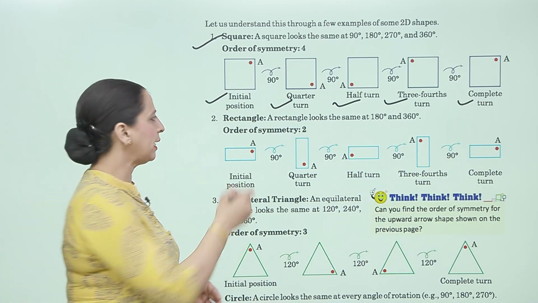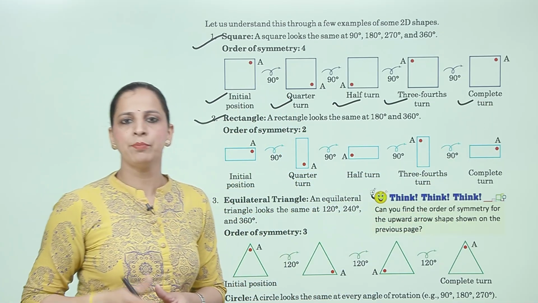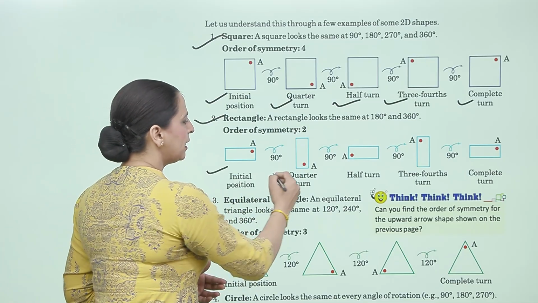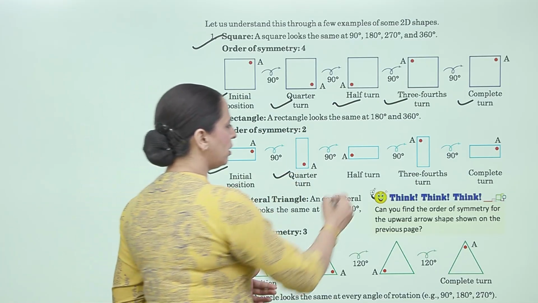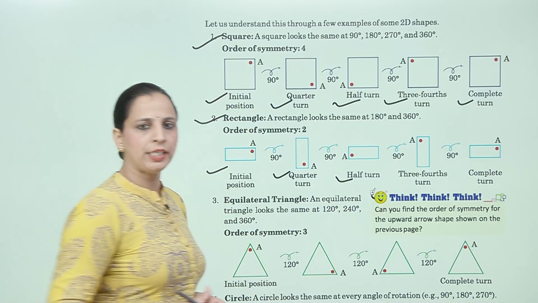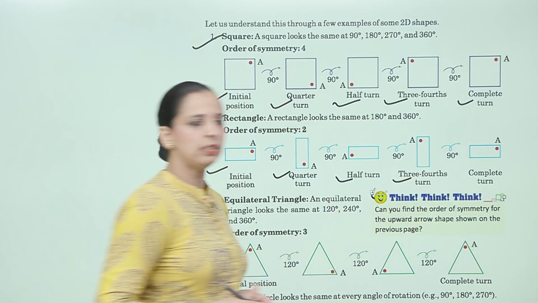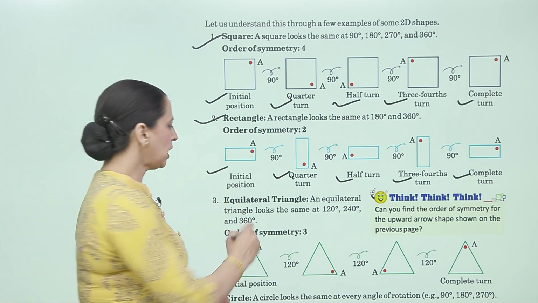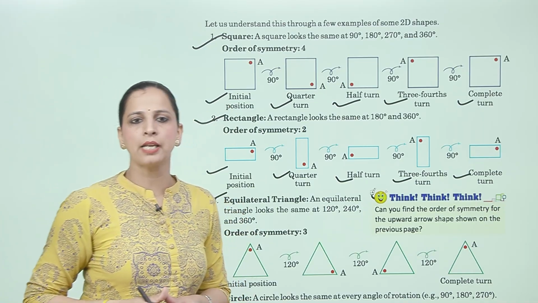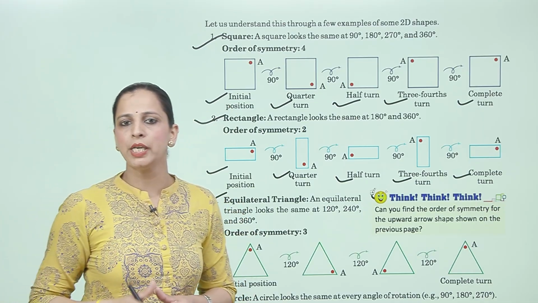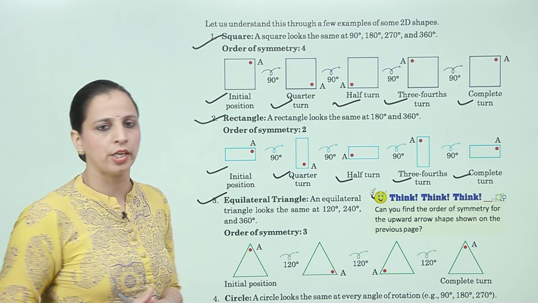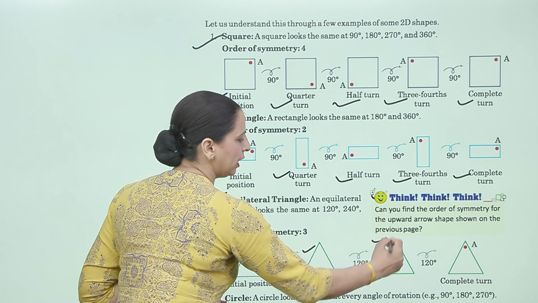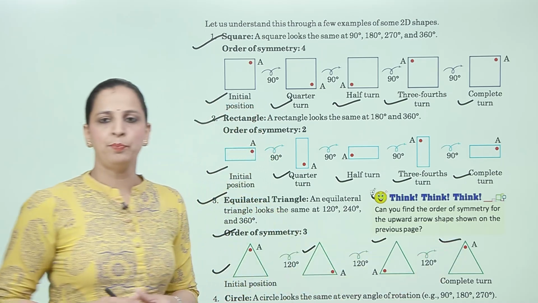Now next is rectangle. A rectangle looks the same at 180 degree and 360 degree. Initial position, 90 degree turn, that is quarter turn, half turn, that is 180 degree, again 3/4 turn and next is complete turn. Now third is equilateral triangle. An equilateral triangle looks the same at 120 degree, 240 degree and 360 degree. Order of symmetry is 3. Initial position, 120 degree turn and complete turn.